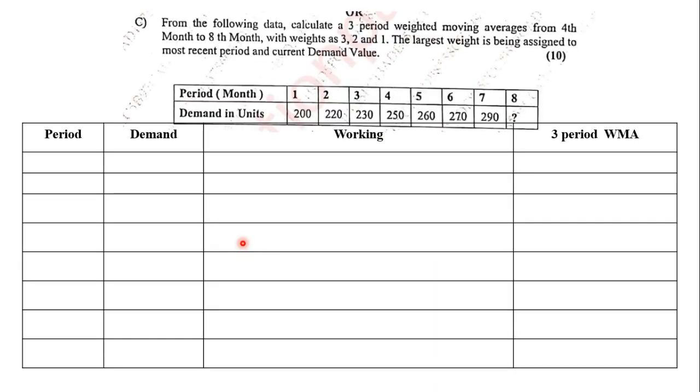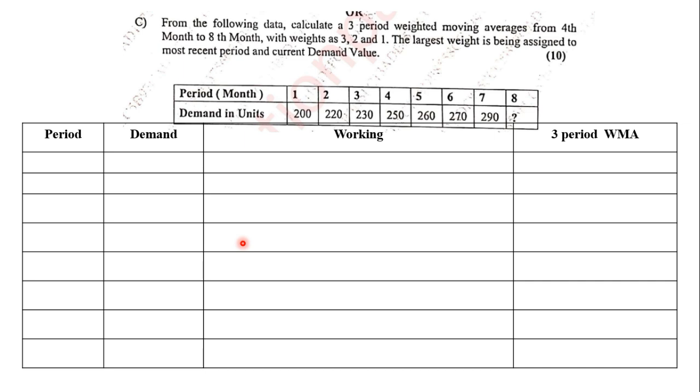The first: from the following data, calculate a 3-period weighted moving average from the 4th to the 8th month with weights 3, 2 and 1. The largest weight is assigned to the most recent period, the current demand value. They are giving you periods 1 to 8 and the demand 200, 220, 230, 250, 260, 270 and 290. And they are asking you to find the 8th one.